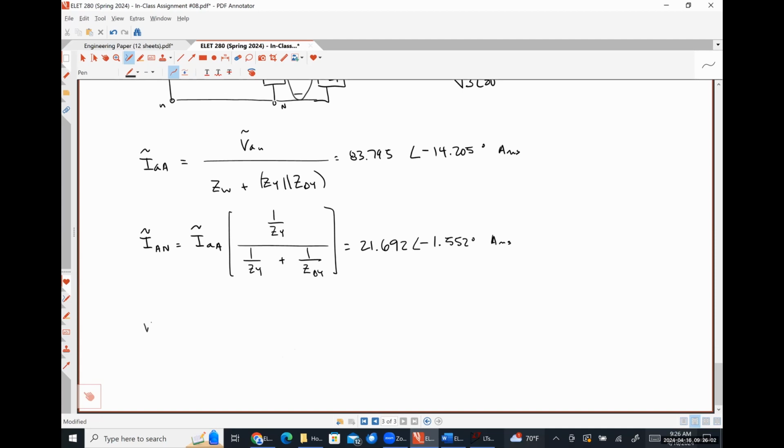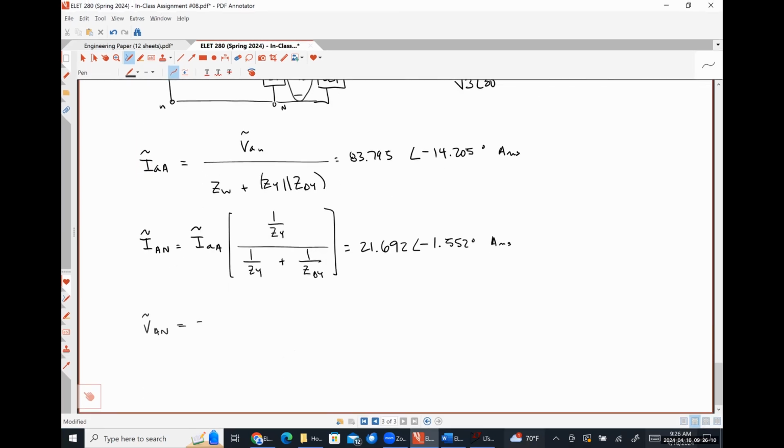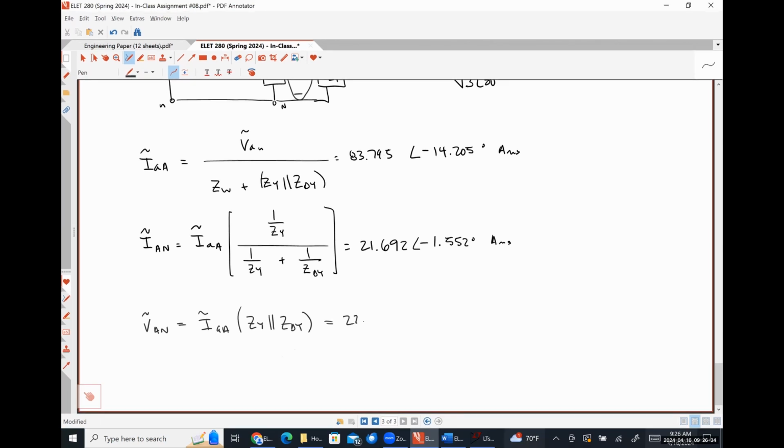So how would we solve for the voltage VAN? Okay, so IaA, oops, lowercase a, uppercase A, times ZY in parallel with Z delta Y. I'm okay with that. So if my memory serves me correctly about what's stored in my calculator and where, this should look like 226.466 angle 15.147 degrees volts RMS.